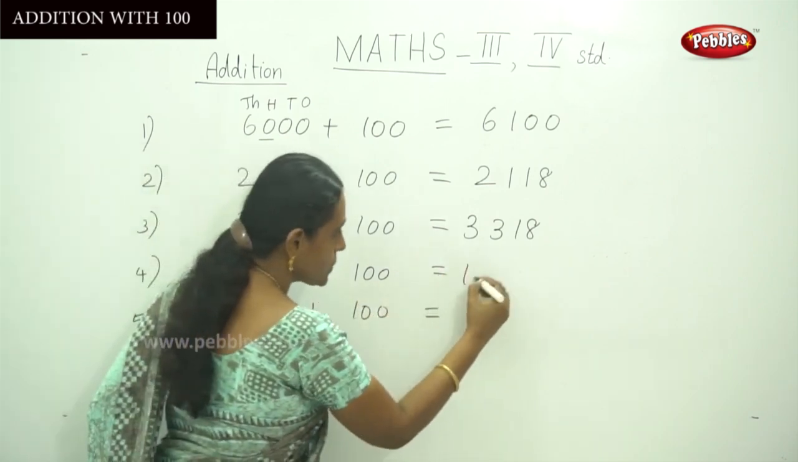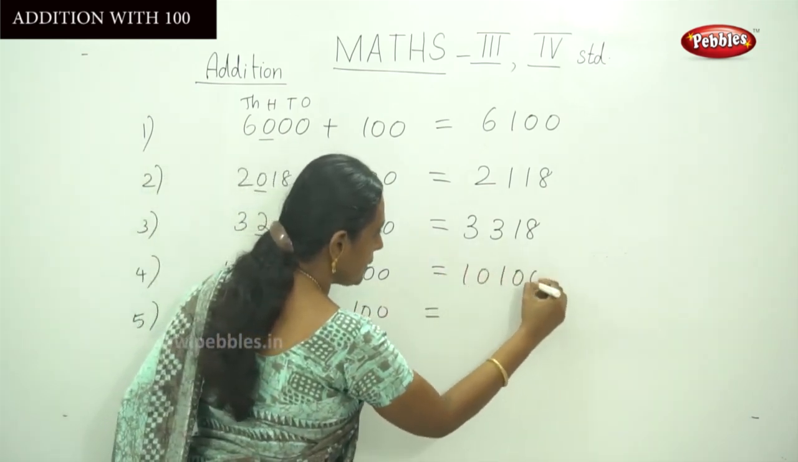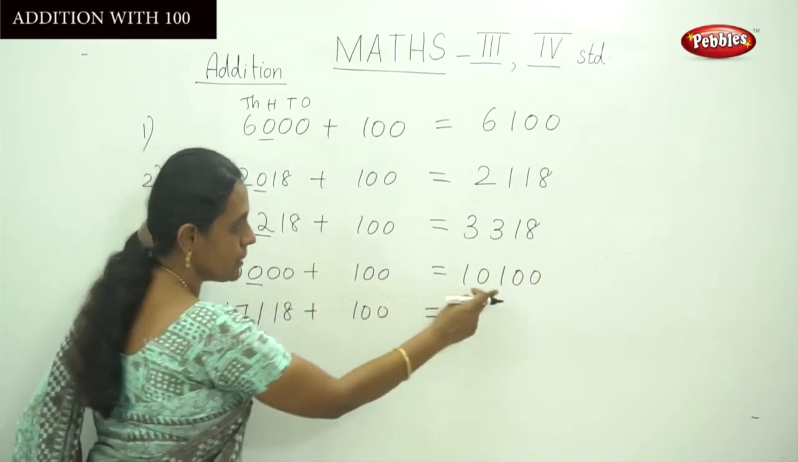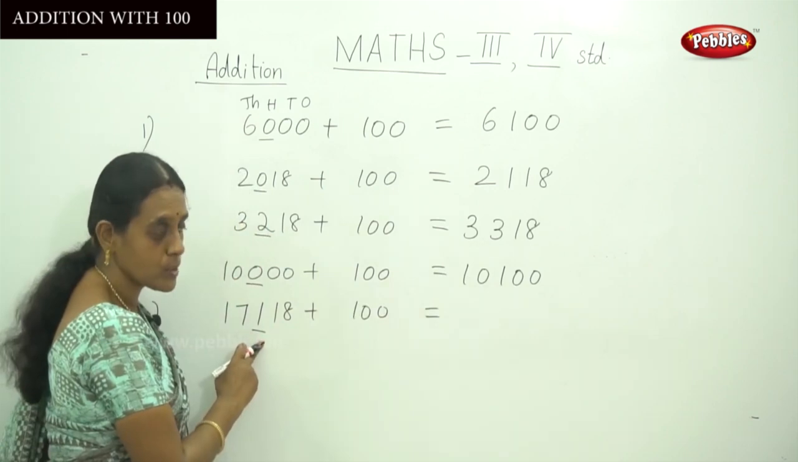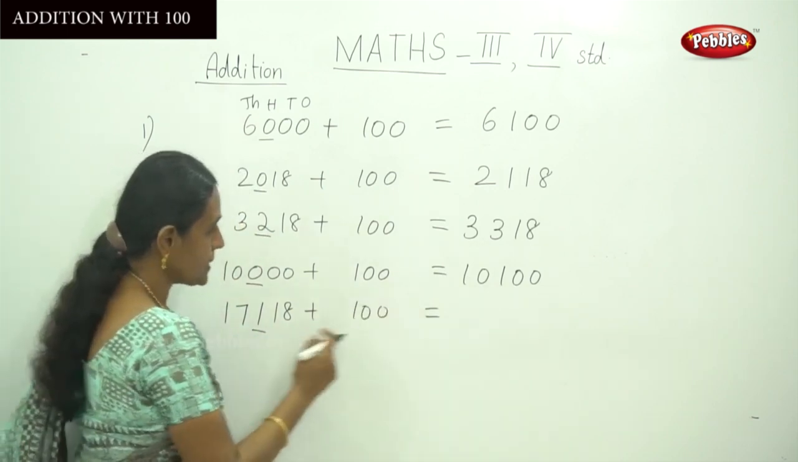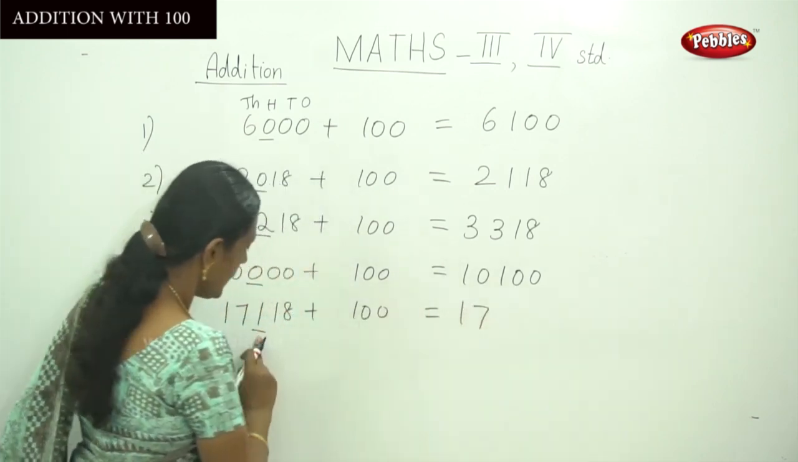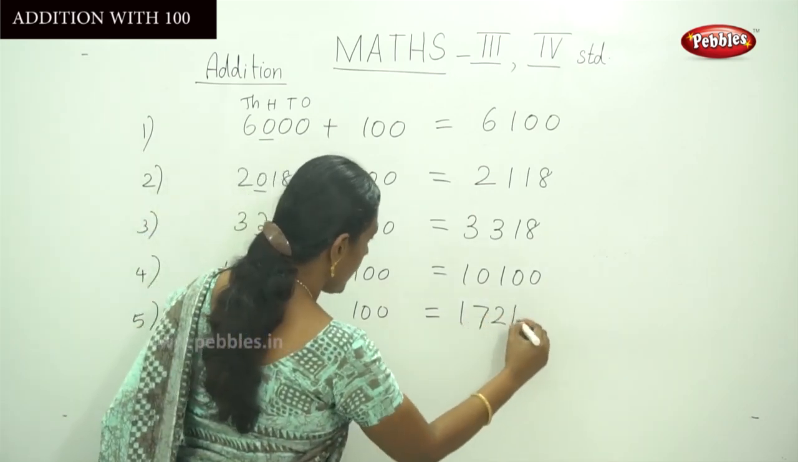So 10,000, that is 100. Change the number, that is 1. Next 100, and here that is 1. So you put 2 here. So 17, next 100, that is 218.